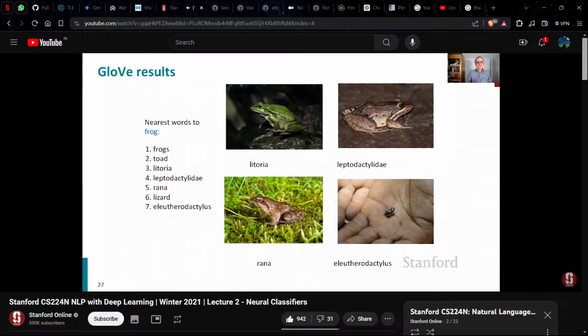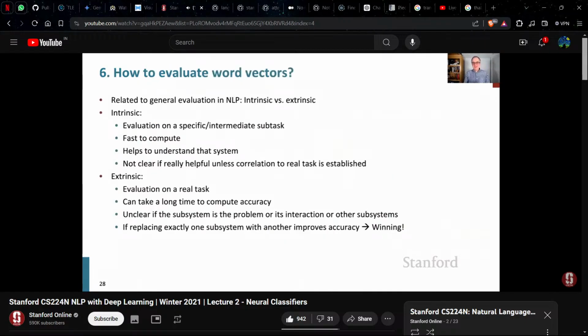How well did it work out? To discuss that a bit more, I now want to say something about how do we evaluate word vectors. Are we good up to there for questions?